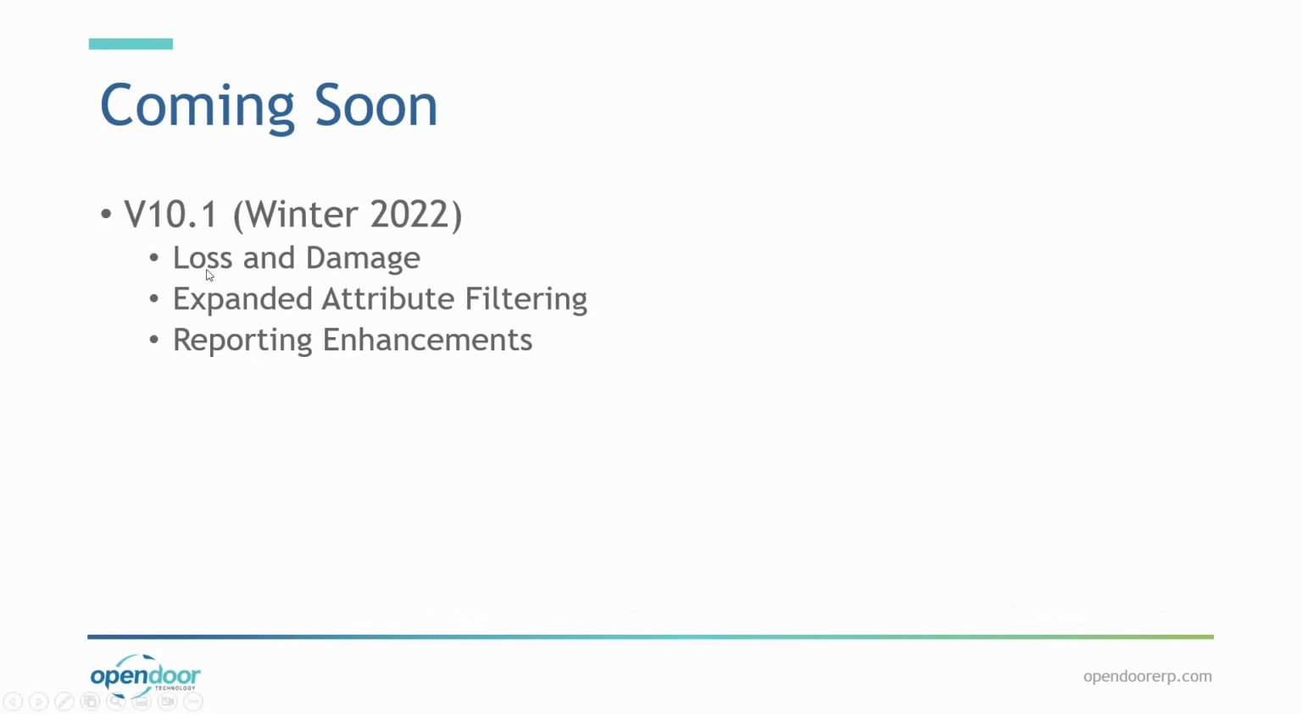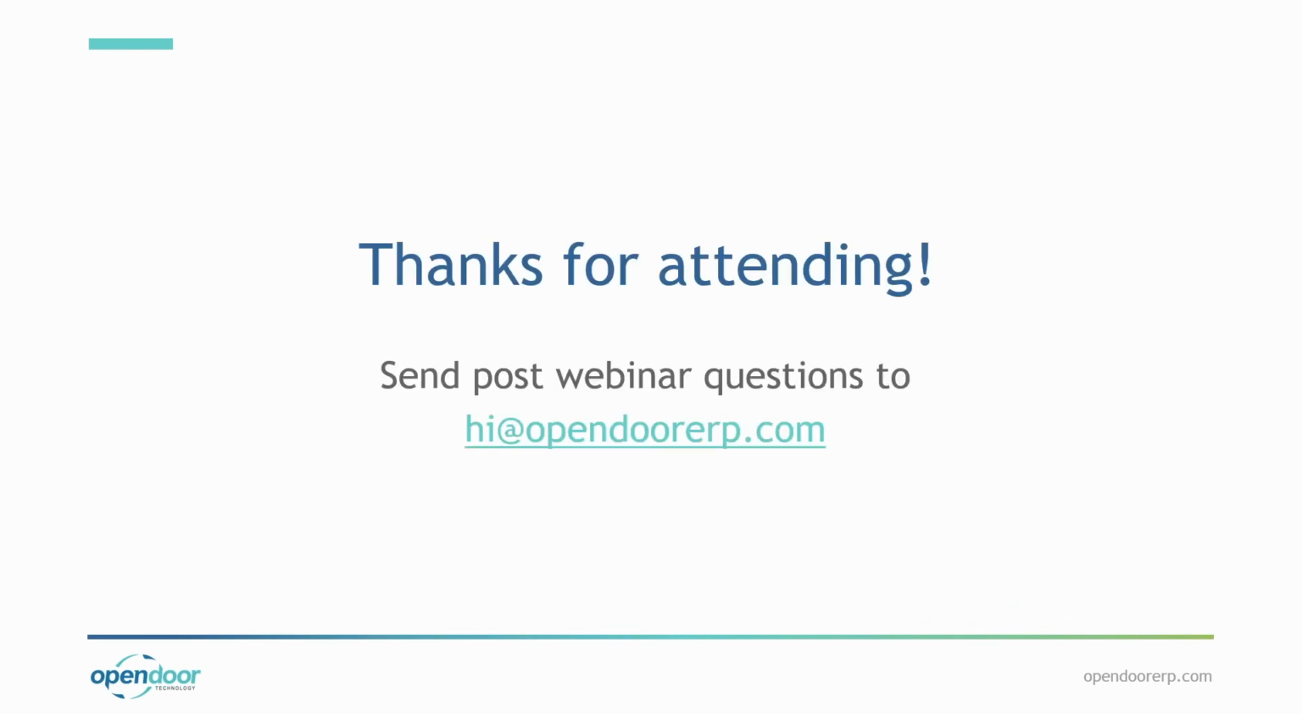Next release will have some additional features. One of the things we're working to put out in the next release, which would be 10.1, would be loss and damage. So if a rental unit comes back that is damaged, we can charge it back to the customer or charge the customer something from it. We're going to do some expanded attribute filtering when we're looking for items in calendars and views, and some reporting enhancements coming out in the next release as well. So I believe that is it for me.